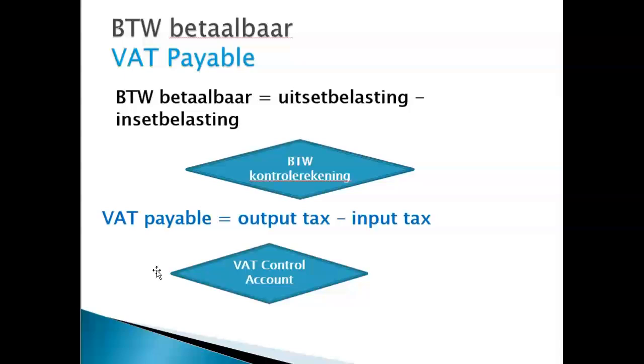And then I'm going to balance off the VAT control account. So if the VAT control account's got a credit balance, what does it mean? It's a liability. It means that my output VAT was more than my input VAT, and I have to pay over to the receiver of revenue whatever the balance is.